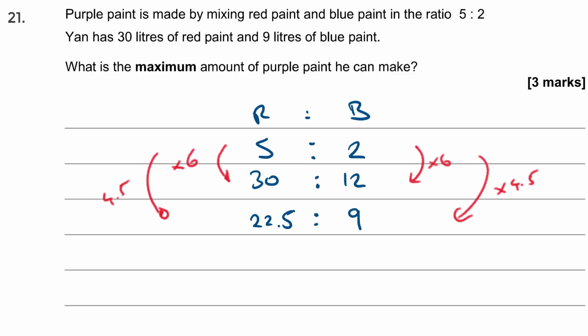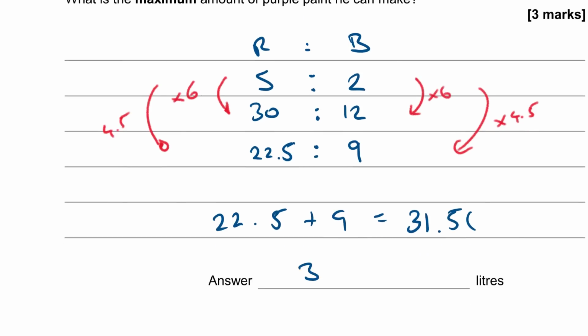So what's the maximum amount of purple paint that she can have? Well, when you add 22.5 litres of red paint to 9 litres of blue paint, then altogether you're going to have 22.5 plus 9 litres of paint, which is 31.5 litres. So she's going to have 31.5 litres of purple paint.